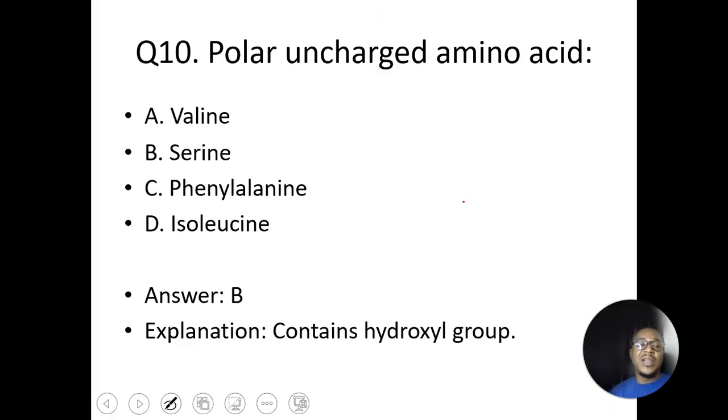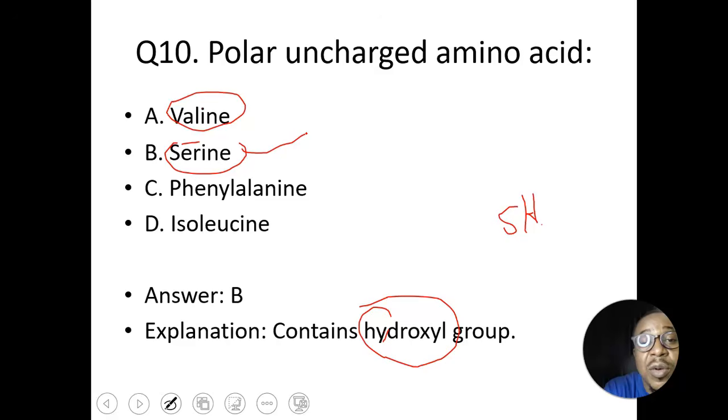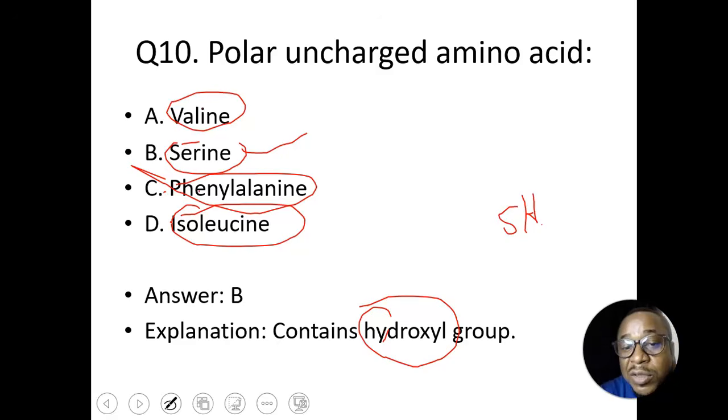Polar uncharged amino acids. When we say they are polar but uncharged, it means they are hydrophilic but they don't have a charge. So we must look at those that have a hydroxyl group, and also those that have a thiol group, like cysteine, which is also polar and uncharged. So in this case, we have polar uncharged amino acids. This is non-polar but uncharged. This is polar and uncharged. This is non-polar and uncharged. This is non-polar and uncharged. So the only polar and uncharged one is serine, because serine has a hydroxyl group at the R side chain.